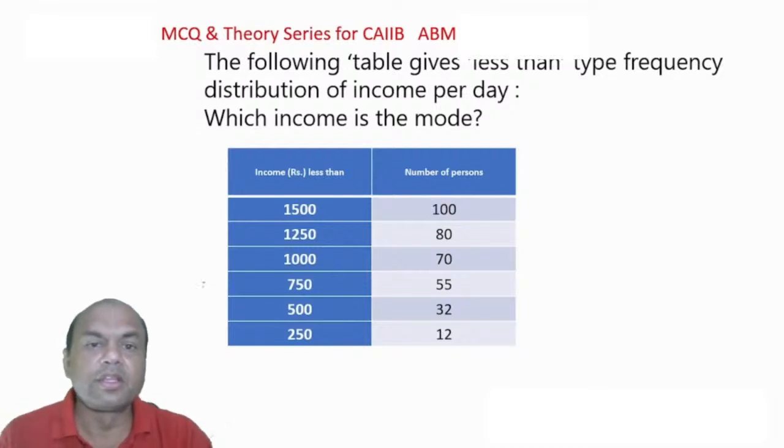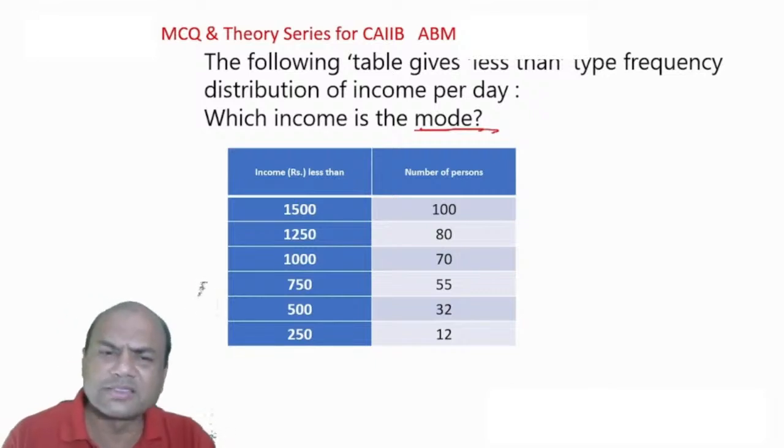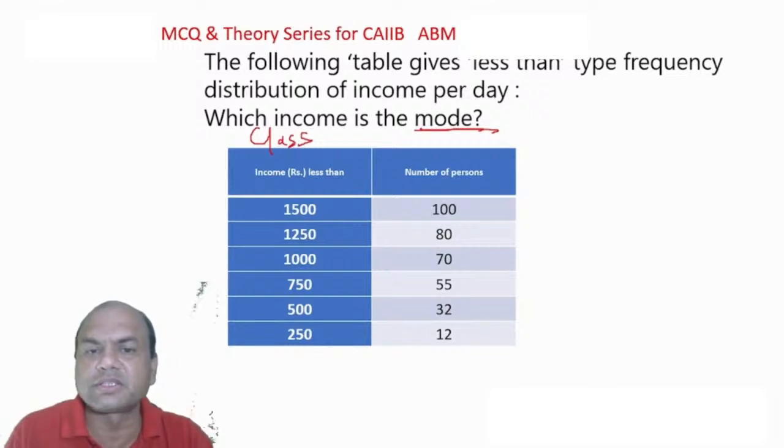Next one. The following table gives less than type frequency distribution of income per day. What is the income? Which income is a mode? So I want a mode now. So look at this. This is known as a class, and this is known as the frequency. Which is the maximum frequency?